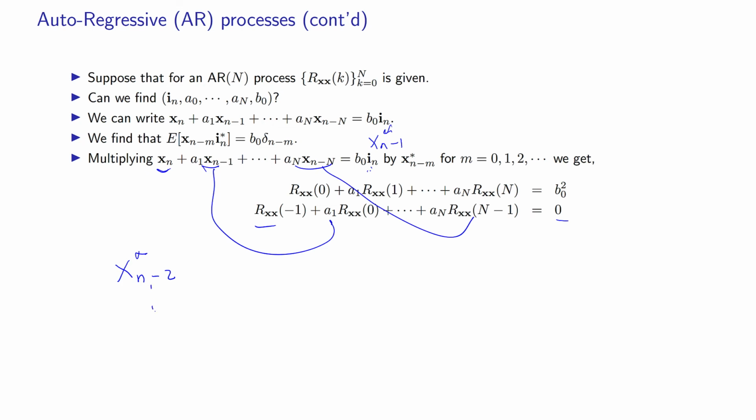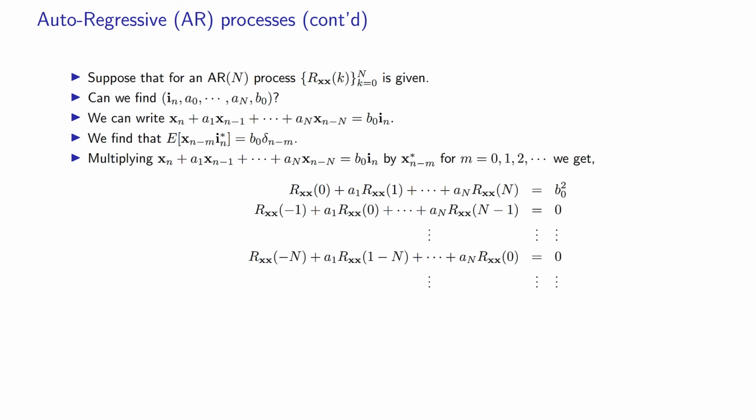And then I continue and I multiply by x conjugate of n minus m, whatever number I want. And then I take expected value and I get this equation. So you can go up to n, but I need it up to here. So I get an infinite number of equations, but I need to use only the first n plus 1. So I get also this equation. So what I have here, from here to here, is n plus 1 equations.